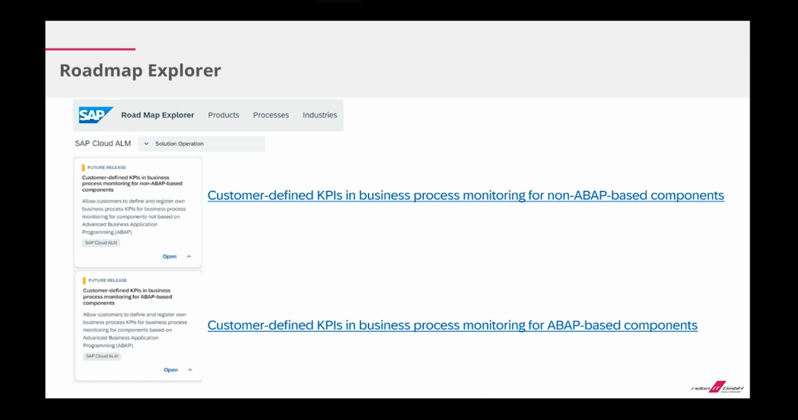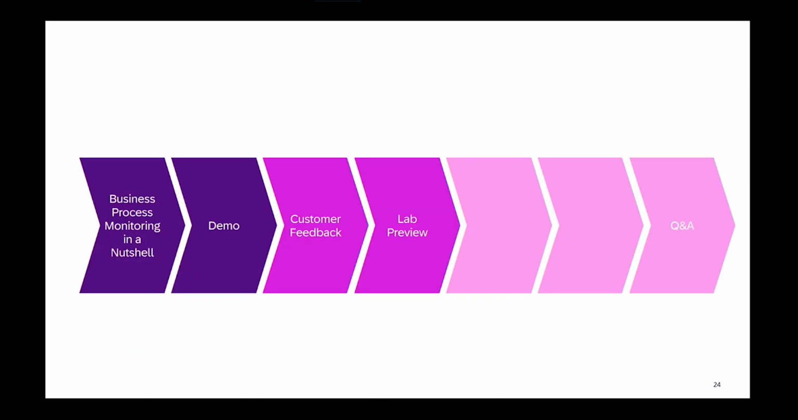Rumors say that it might be shipped even in the course of the rest of the year. Needs to be confirmed, but you know that it's on the roadmap. I've also put the links on the slide so you can check the current status of that and the status of the planning by SAP at any time. And whenever this has been released, you're good to also define your own KPIs. And with that, I would like to hand over back to Stephanie.